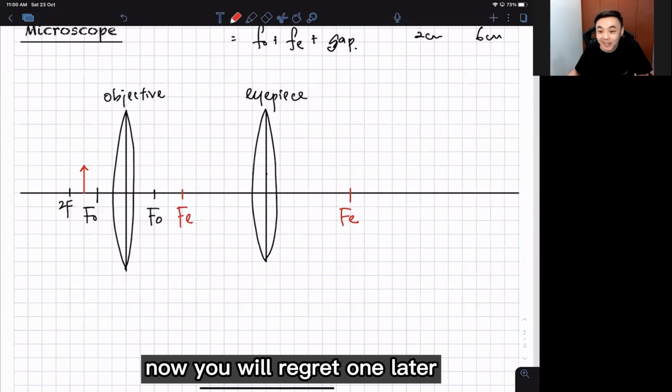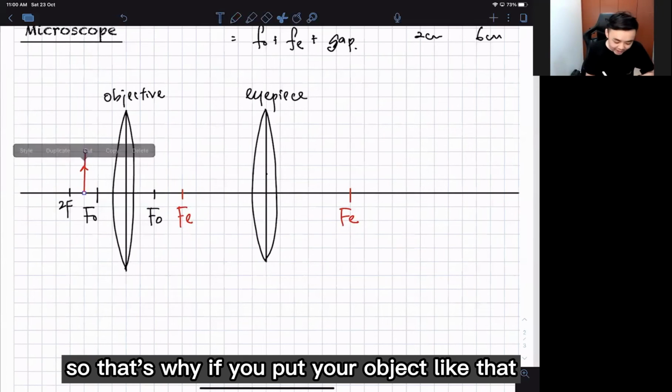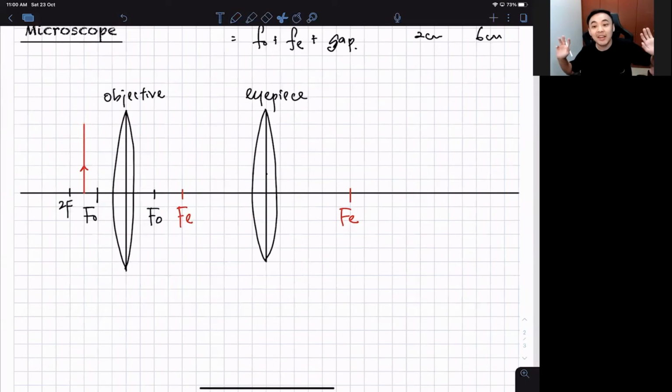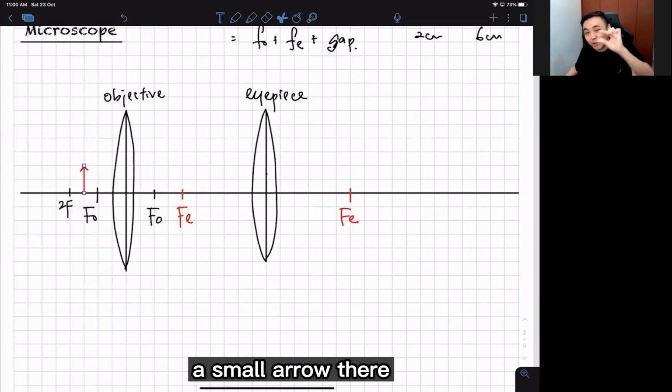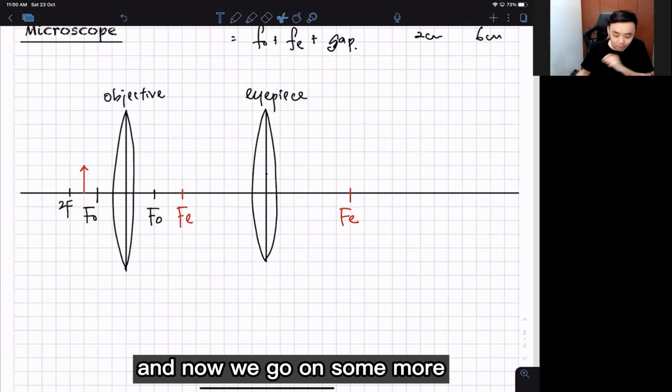But later, when you're drawing, don't put your object too big. You will regret it later. Because why? This thing is to magnify. It magnifies things crazily. So if you put your object crazy big, later your image is going to be even crazier. So normally you put a tiny one, a small arrow there, and we go on. You understand?